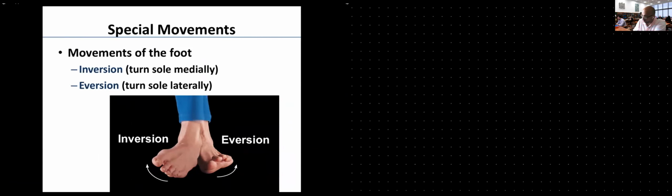So again, space between your foot and the ground on the inside towards your midline, this is an inversion. If you create the space between your foot and the ground away from the midline, on the outside, this is going to be an eversion. So you've got inversion, the space is inside towards the midline, and eversion, the space is to the outside.